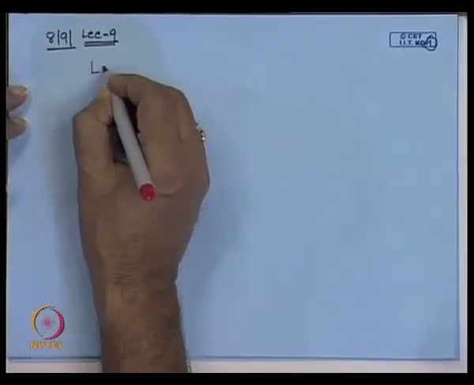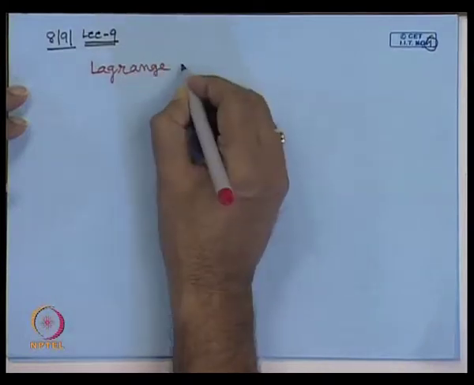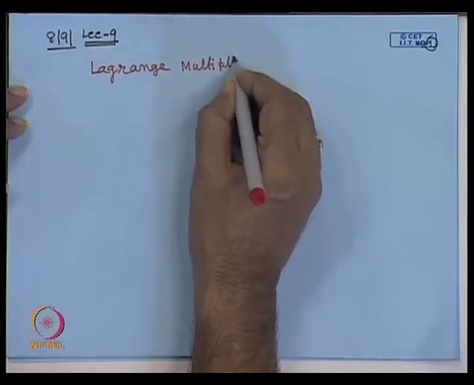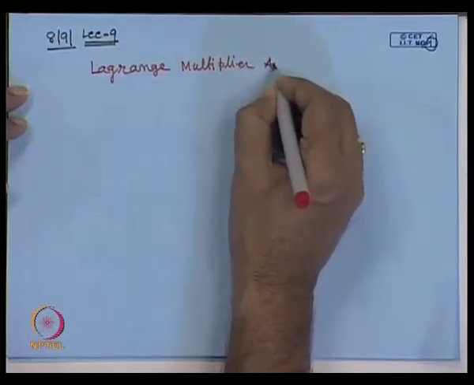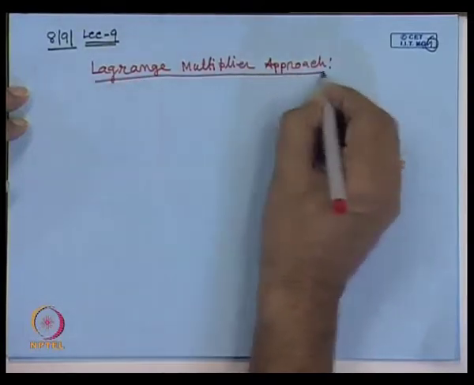So, that is basically the Lagrange multiplier approach.